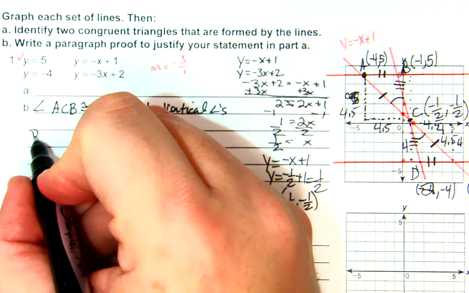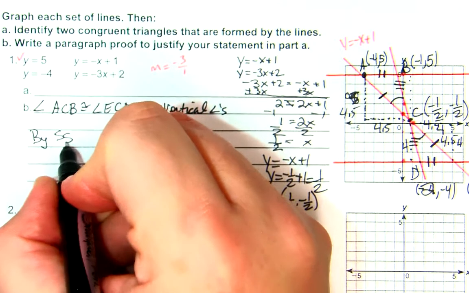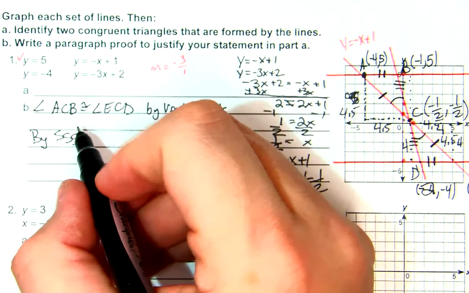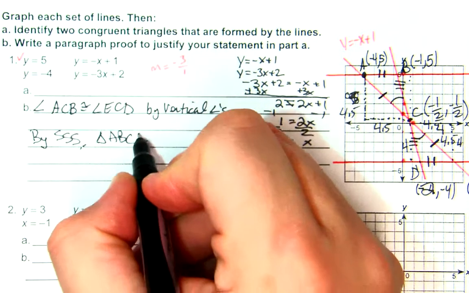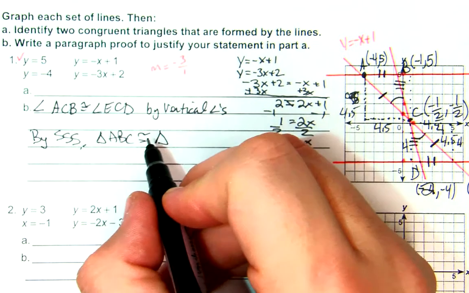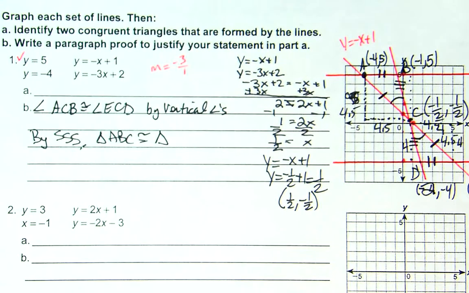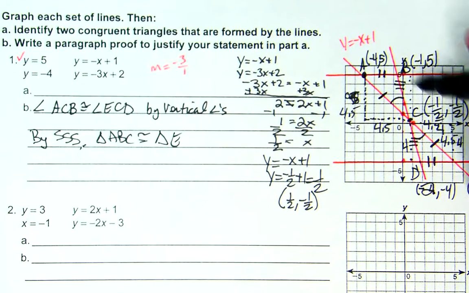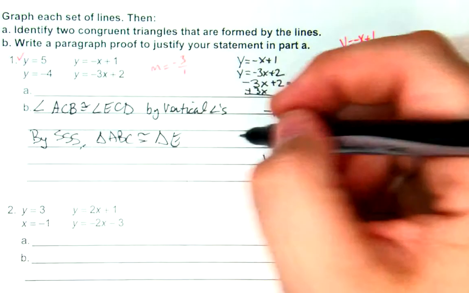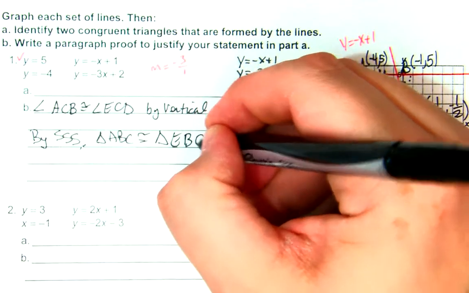So we can say by side, side, side, triangle ABC is congruent to triangle, A is corresponding to point E, B is D, and C.